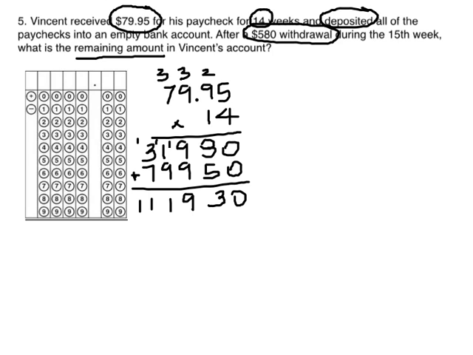Look at my decimal points, 2 to the right, so I'm going to put 2 to the right. So he made a total of $1,119.30. And then it says he withdrew $580. So I'm going to make sure that I line up my decimal points.